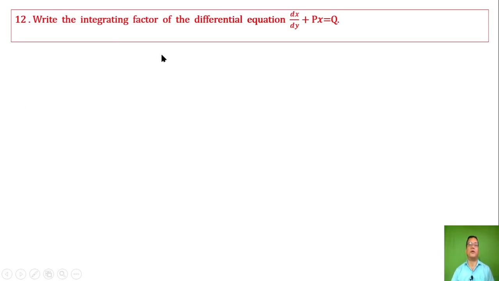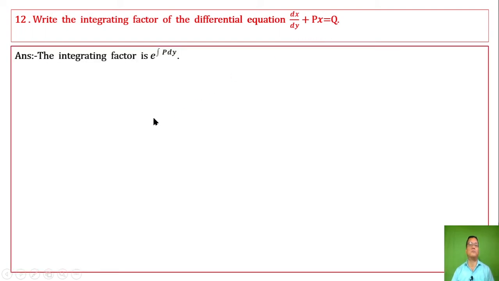Write the integrating factor of the differential equation dx by dy plus p of x equal to q. The integrating factor is e to the power integral of p dy, not dx.